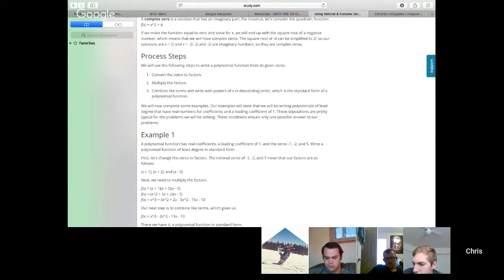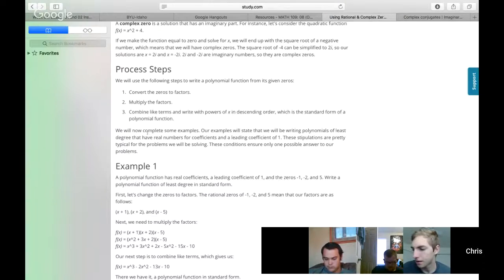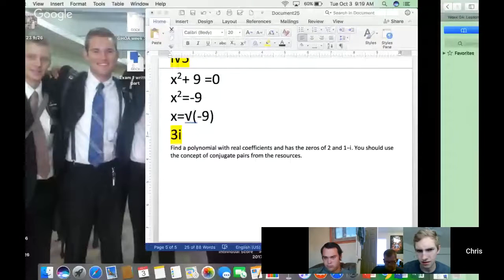Convert the zeros. Sorry, the problem's online. 2 is one of them, and then 1 plus I or 1 minus I. So then don't we just put those in for the zeros and then factor it out? So it'd be x minus 2 times x minus 1 minus I. That looks like it could be.